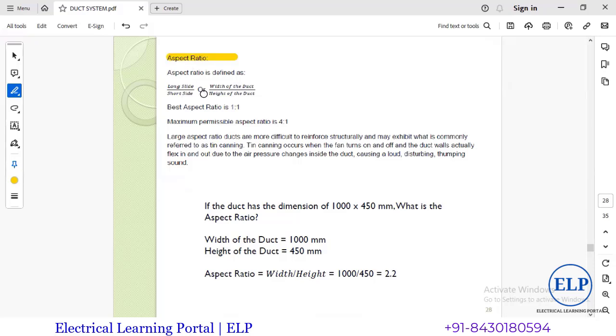As I told you, aspect ratio is defined as width by height. Simple definition: width divided by height is called the aspect ratio. Maximum permissible aspect ratio is 4:1, meaning the ratio of width to height should be between 1 and 4. In this example, I got 2.2, so it is between 1 and 4. So this is the aspect ratio.